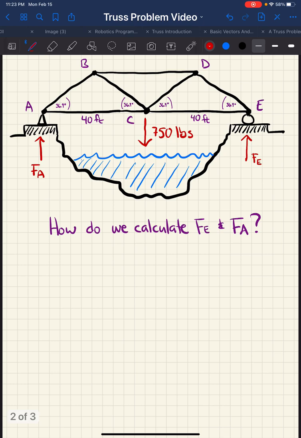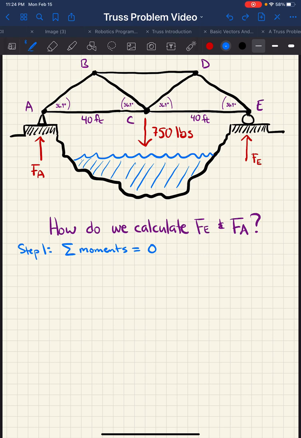So how do we calculate FE and FA? Well, step one. Sum of the moments is 0. If you recall, moments are forces that are trying to make this thing rotate. And again, if it could rotate, it would rotate here around A. So this end at E could come up. It's not pinned, it's just resting there.